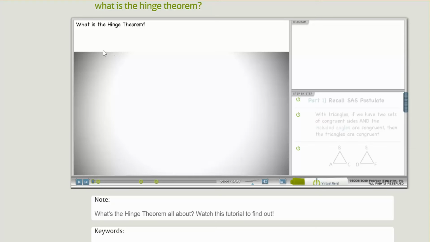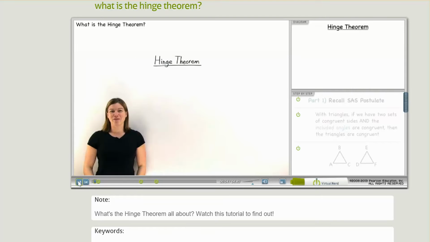So that leads to theorem 5.13 in your book, which is called the side angle side inequality theorem. But we call it the hinge theorem because that kind of explains more what's going on. So let's take a look at this video. What is the hinge theorem?